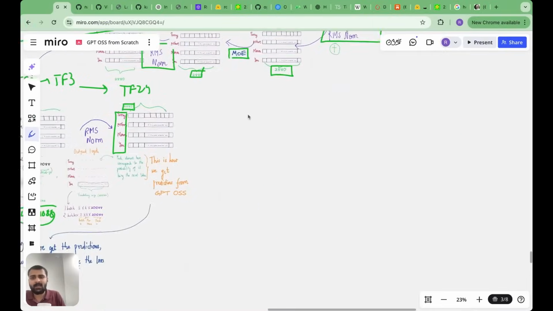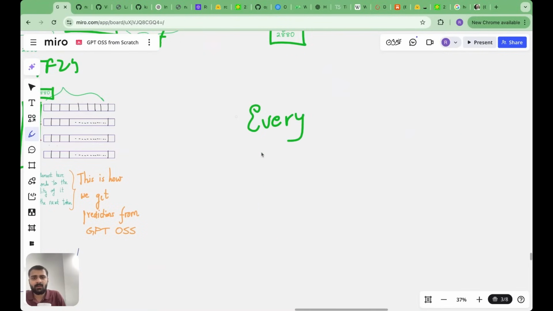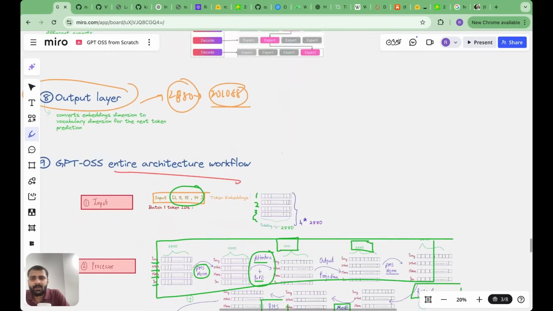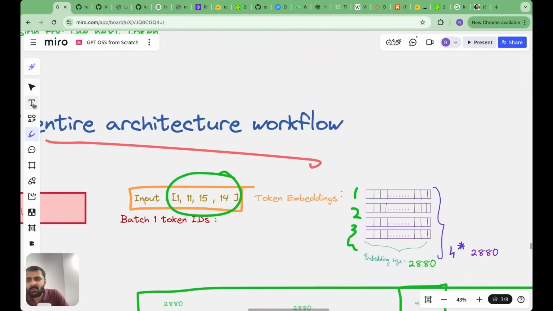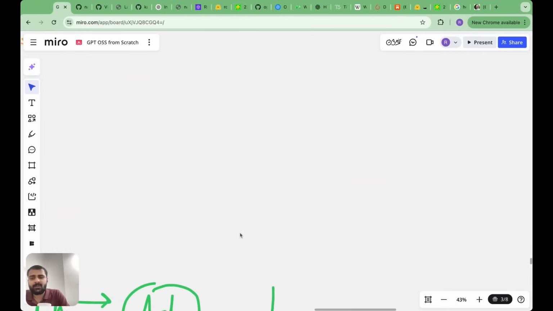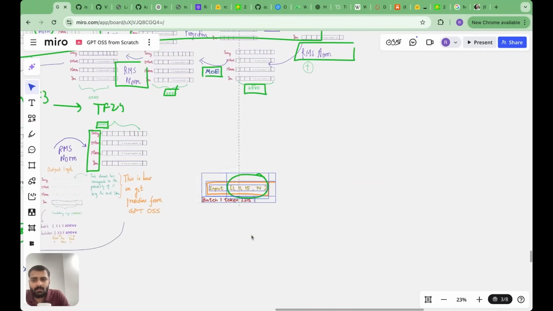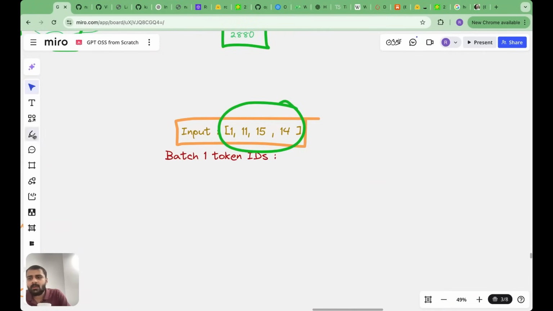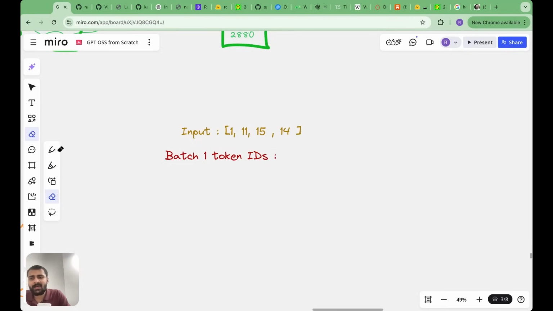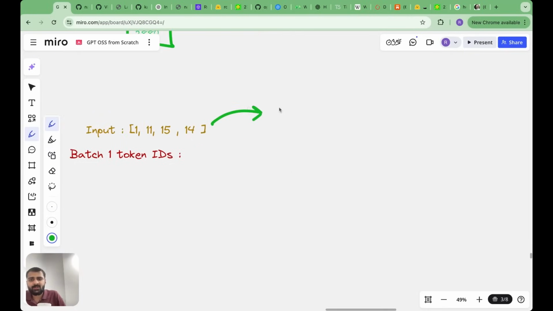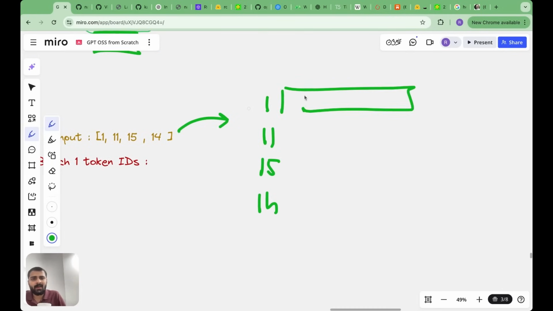And so now I'll take a look at every token. So let me take my input sequence here. Let's say this is my input sequence, okay? Yeah, this is my input sequence right here. And now once I've reached my output stage, I have 11, 14, and so on. And I have a vector equal to the vocabulary size 201088 for all of these.